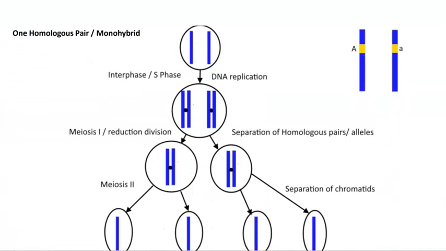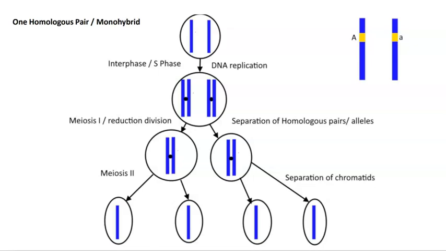So just a review of meiosis when we're looking at one homologous pair. So this is the situation where we have a genotype which is big A, little a, and of course we understand that that means that on one of the homologous pair we have the big A allele, and on the other one we have the little a allele. The genotype is just for ease of identification.